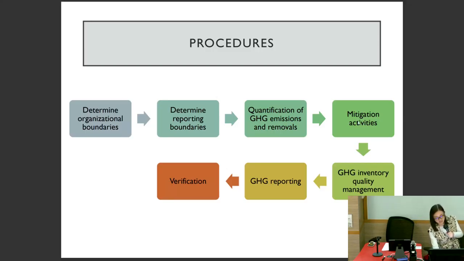And next, mitigation activities. So maybe you can propose, you can study whether you can implement any mitigation activities. And then greenhouse gas inventory quality management, reporting, and finally, you find a third party to verify, to validate your report. So this is the procedure for greenhouse gas reporting according to the ISO standard.